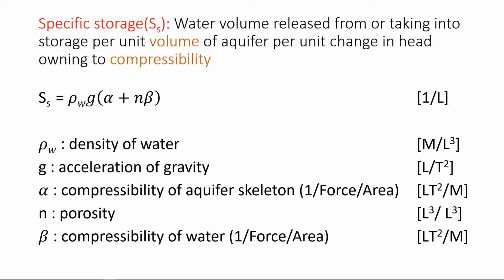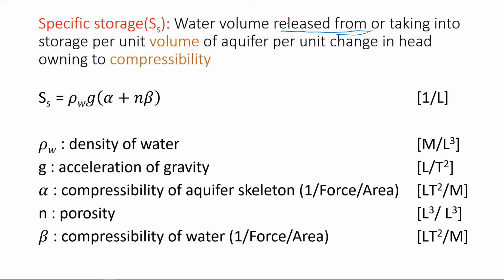So now you've got a big overview. Let's read what a specific storage is. Specific storage is the water volume released from or taken into storage, so it could be released, or it's taken from recharge, per unit volume of an aquifer per unit change in head owing to compressibility. Okay, so let's see this.